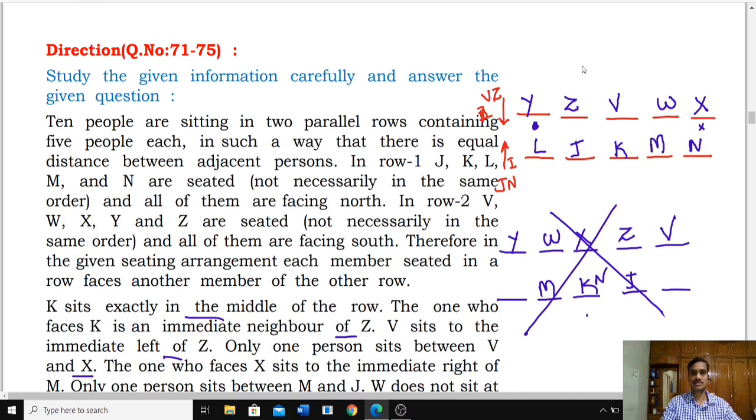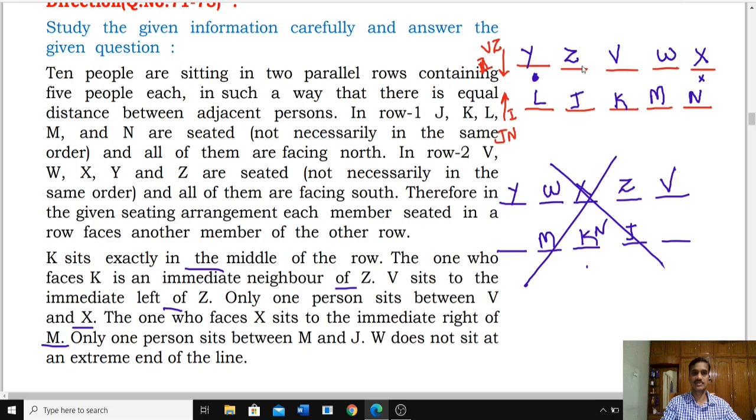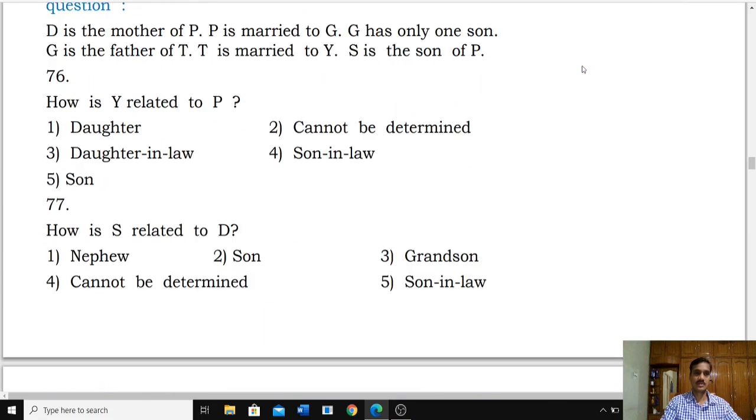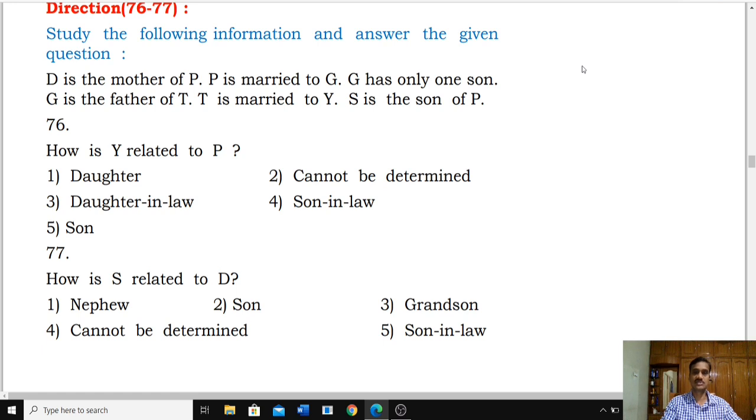Done with this? All right, on this 71 to 75. Then question number 76 onwards. Now 76 and 77, these two are based on blood relations.